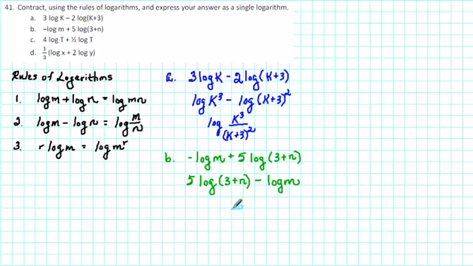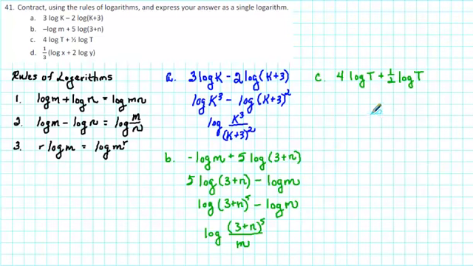Now we can use the same strategy that we used in part A. First of all, we'll use rule number 3 to write 5 logarithm of 3 plus n as the logarithm of the fifth power of 3 plus n. Now that we have a difference of two logarithms, we'll write a single logarithm of a quotient. So we end up with the logarithm of the fifth power of 3 plus n divided by m.